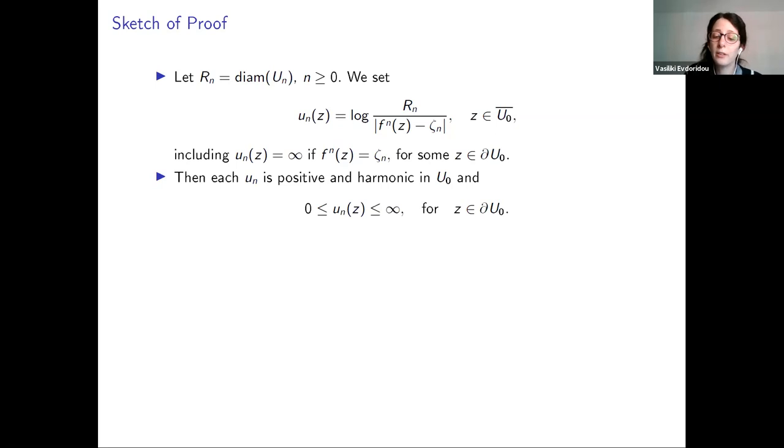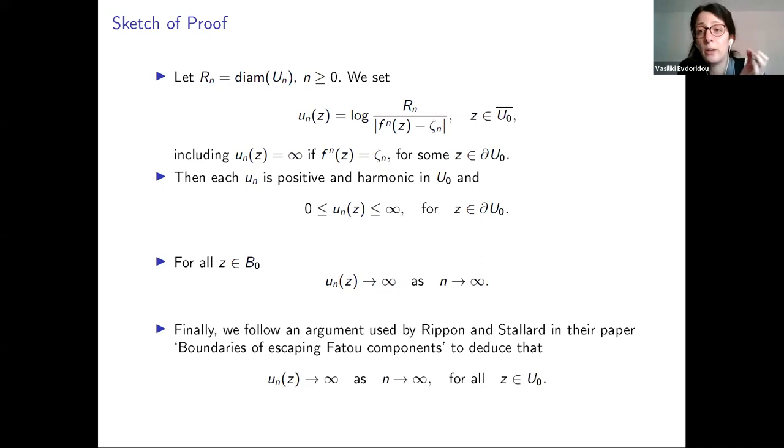So what we actually do here is we use this harmonic function in order to apply an argument used by Rippon and Stallard in the paper on boundaries of escaping Fatou components. We have that u_n is a positive harmonic function in U naught, greater than or equal to zero and less than or equal to infinity on the boundary of U naught. And then we also have that it tends to infinity on the set B naught. Remember, our set B naught is the one from the statement of our theorem. If we use this, then following the same argument as they had, we can deduce that actually u_n(z) tends to infinity for all points in the wandering domain.